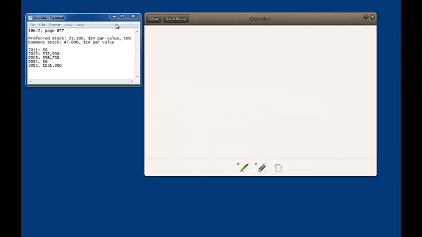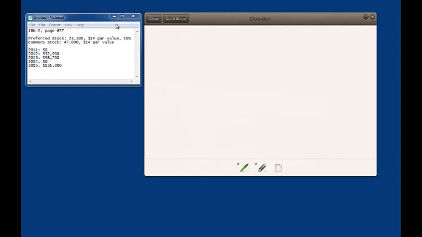In its first 5 years of operations, the company paid the following dividends. In 2011, 0. In 2012, 32,900. 2013, they paid 98,700. 2014, 0. 2015, 151,000. It says calculate the dividends paid to preferred and common stockholders under the following 3 independent situations.